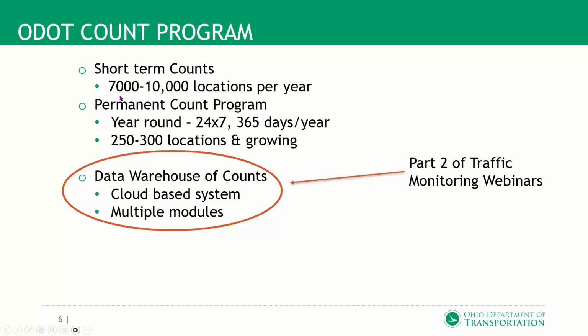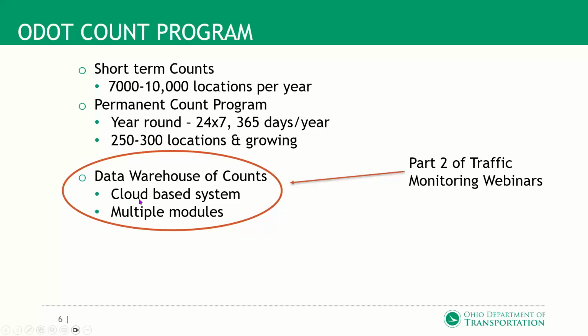So in general, we think of our world in 3 components. We do 7,000 to 10,000 short-term count locations. Those are 24 to 48 hour counts. We do 7,000 to 10,000 of those a year. And then we also have generally about 250, but we have around 300 permanent locations. They're not all able to be in operation at the same time. So we have 300 locations, but somewhere around 250 of them are typically running, and those run 24/7, 365.